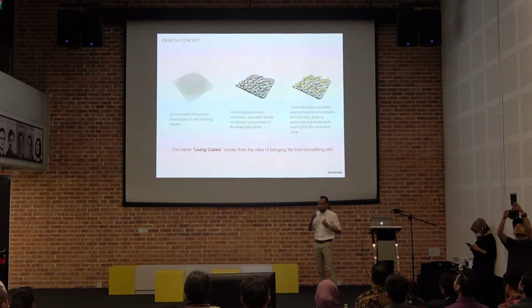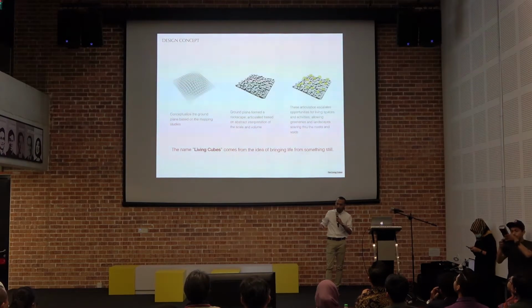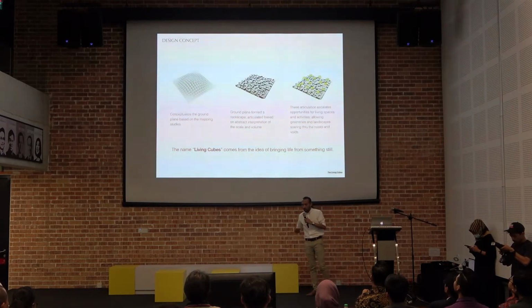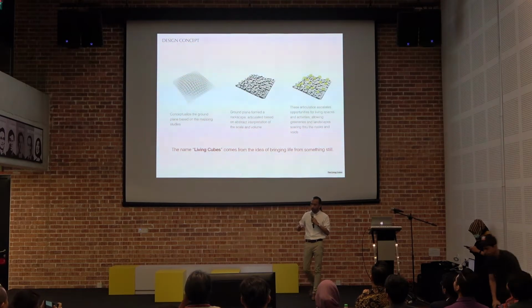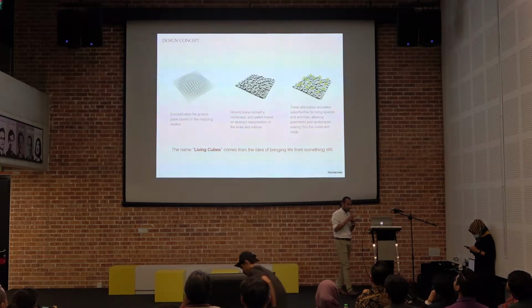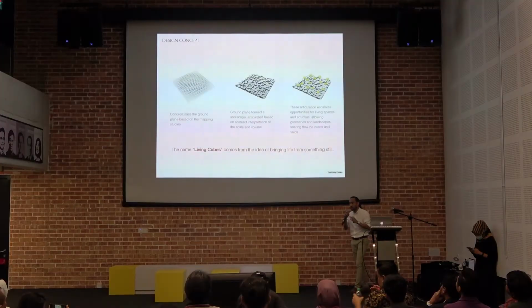Moving forward, we started to play around with this by conceptualizing a ground plane based on the mapping studies. We then formed the ground plane into a rockscape articulation based on an abstract interpretation, and noticed we were somehow creating interesting spaces in between, giving the opportunity for greens, landscaping, and activities to happen in between. To summarize, that is how the name Living Cube came about. The name comes from the idea of bringing life from something still.